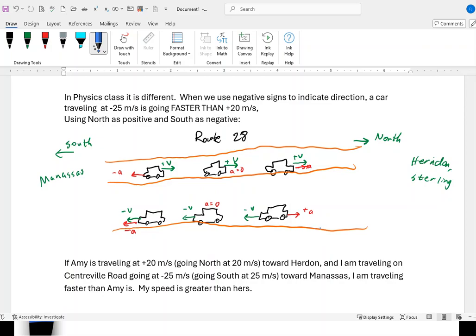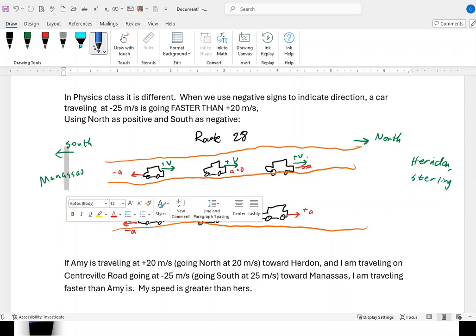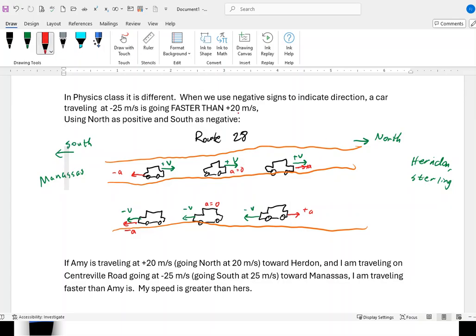Okay? Another important thing here is when we're talking about using velocity and acceleration with the positive or negative. So let's say here is a car. We're traveling north, so that's the positive direction. I'm traveling north, and I'm also accelerating north, so I've got my velocity in green and my acceleration in red. That means I'm going to be going faster.